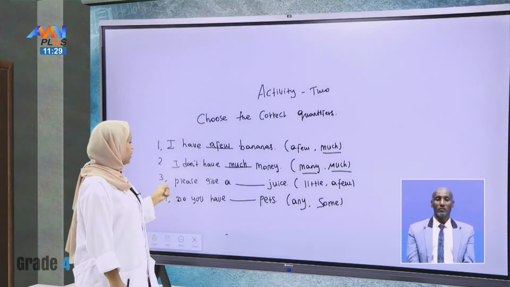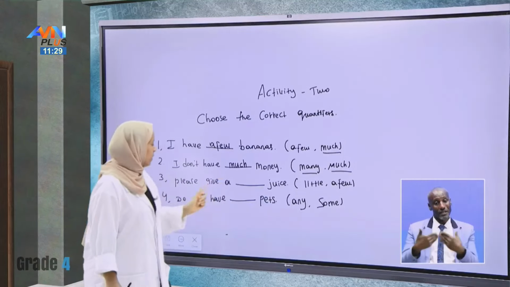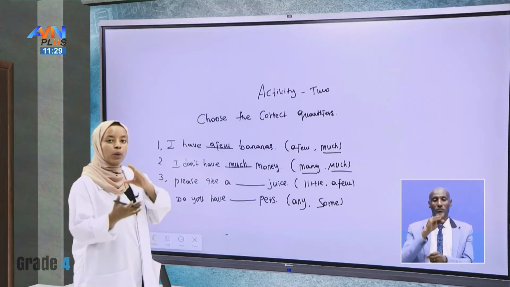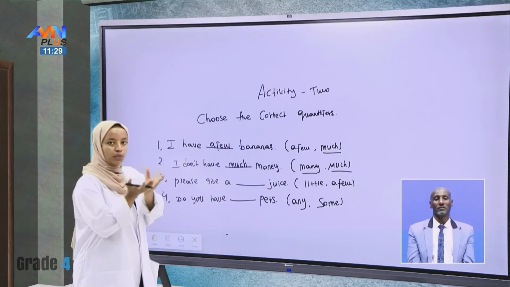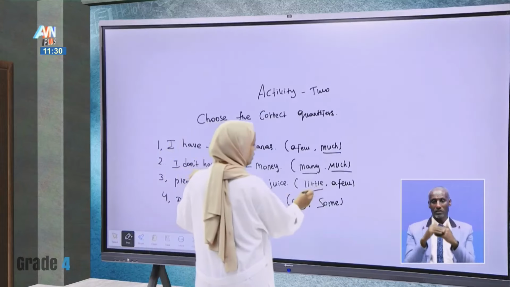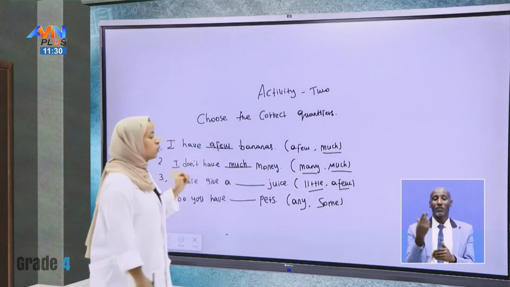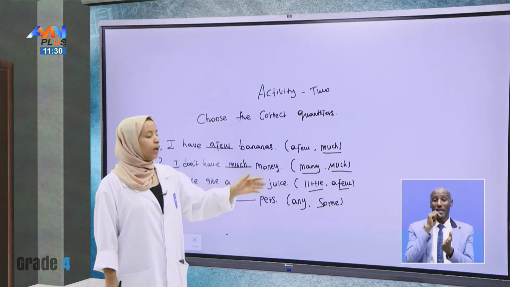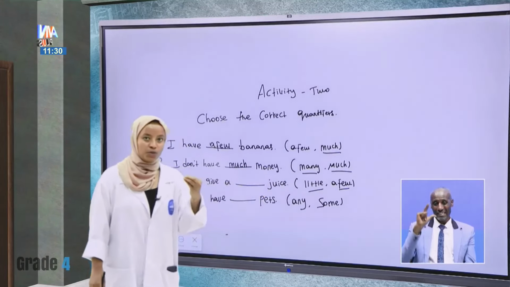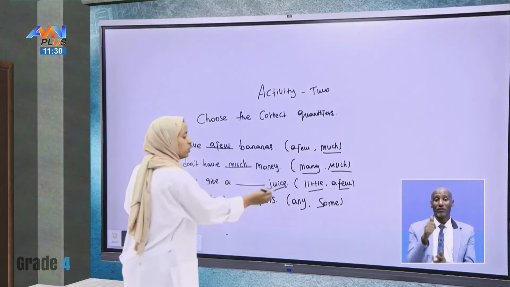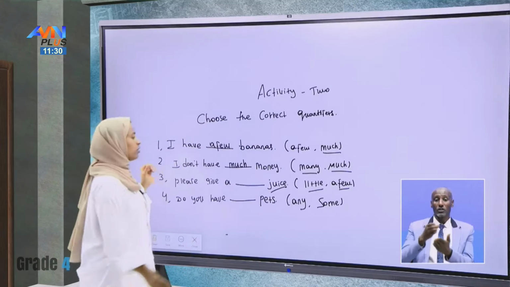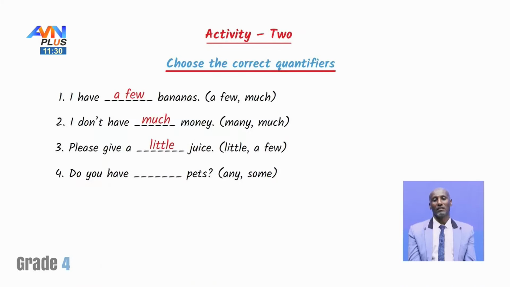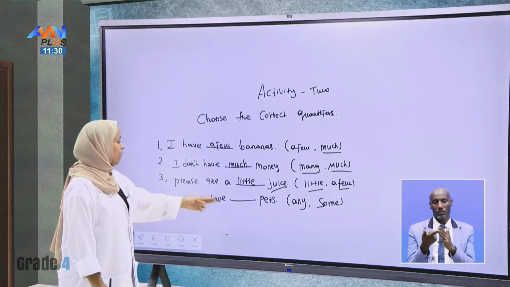Here is, please give me a blank juice. This question is a small amount of things. So here are 2 choices, a little and a few. A few is used for countable nouns. A little is used for uncountable nouns. Juice, we can't count, so we can use a little juice.